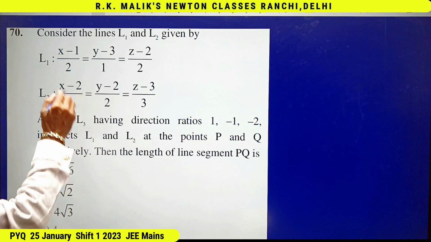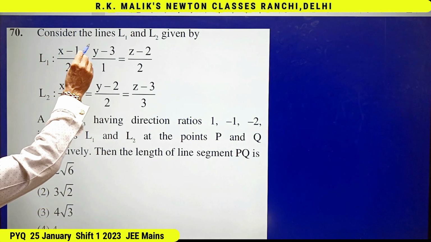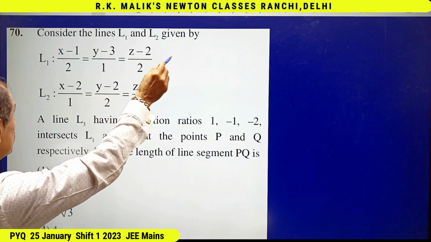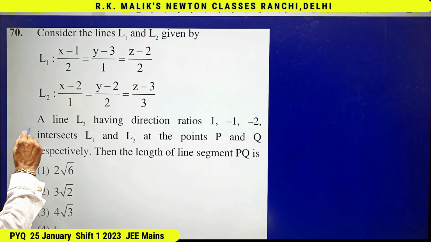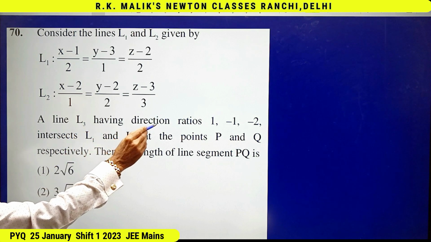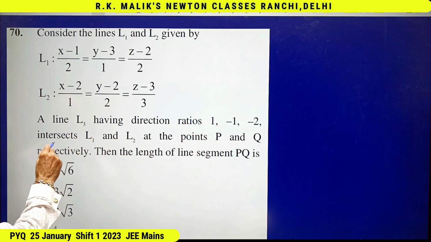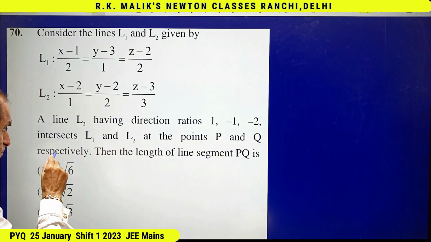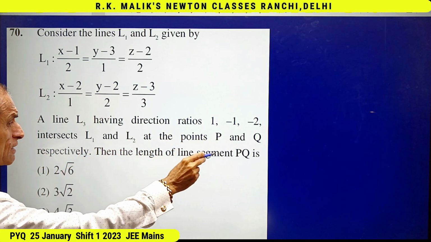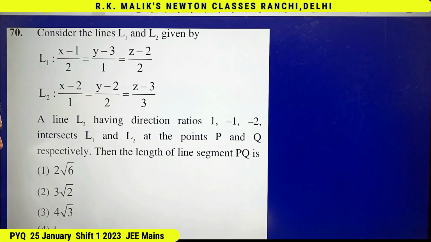In this question, it is given to consider the lines L1 and L2 given by this equation and this equation. A line L3 having direction ratios 1, -1, -2 intersects L1 and L2 at points P and Q respectively. Then the length of the line segment PQ is, you have to find the correct choice.